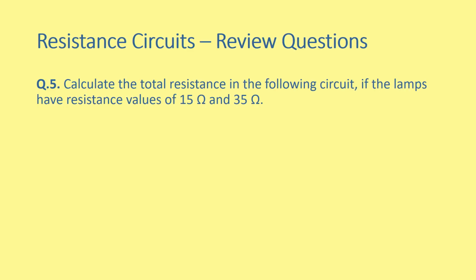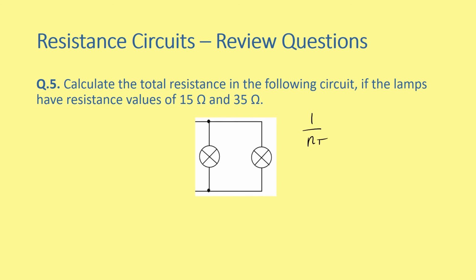Calculate the total resistance in the following circuit if the lamps have resistance values of 15 and 35. So we're going to use our parallel combination here. 1 over RT is equal to 1 over 15 plus 1 over 35. Now this one's a little bit more tricky to carry out. So what we might want to do is use method 1 or 2, where we're working things out as a decimal. Or we could add the fractions on our calculator, which you may find to be a little bit more simple.